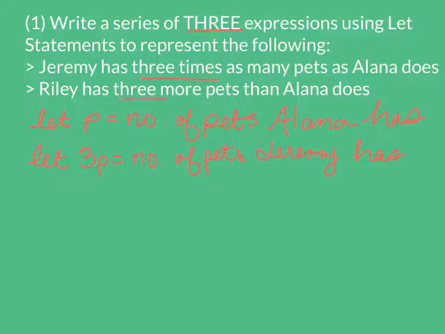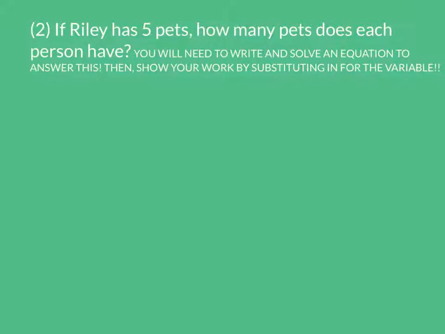And then we're told that Riley has 3 more than Alana. Well, 3 more, that tells me that we're adding. We're adding to how many Alana has. Alana has P, so P plus 3 equals the number of pets Riley has. Okay, so we've written our 3 expressions, and we are now going to be able to use those expressions once we find out the next piece of information.